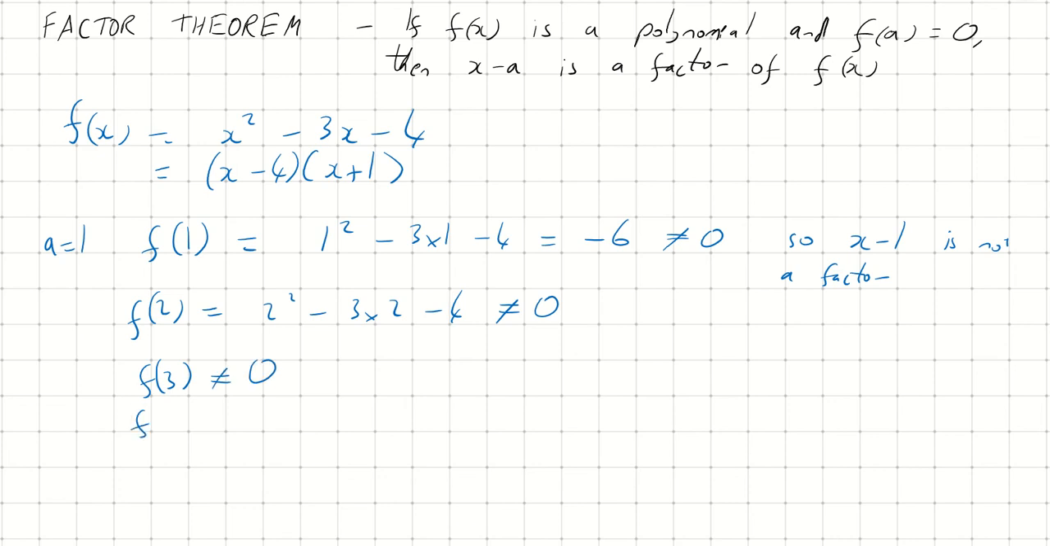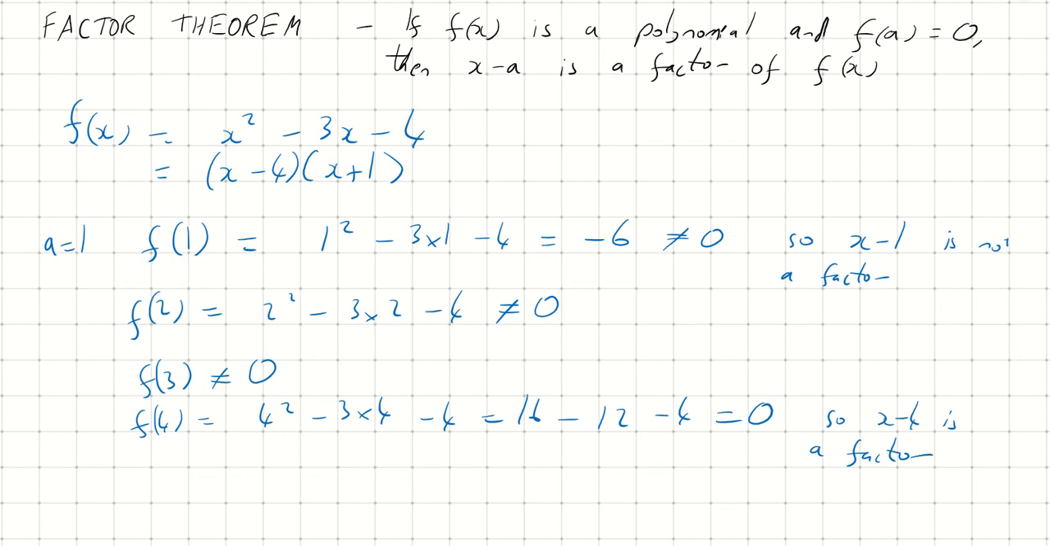Now let's try f(4). Well, f(4) is equal to 4 squared minus 3 times 4 minus 4, which is 16 minus 12 minus 4, which is 0. So x minus 4 is a factor, which of course we already knew because we knew the full factorization, (x minus 4)(x plus 1). But this is just confirming it via the factor theorem.